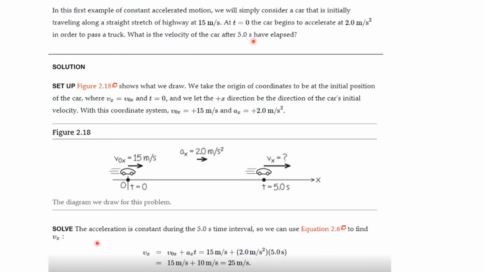Well, the acceleration is constant during the 5-second interval, so we can use the equation we just derived. V in the x direction is v0x plus ax t. I plug in the numbers and I get 25 meters per second.